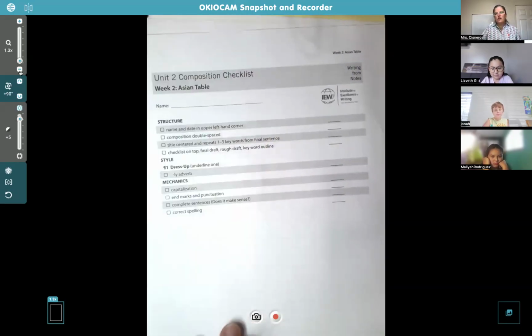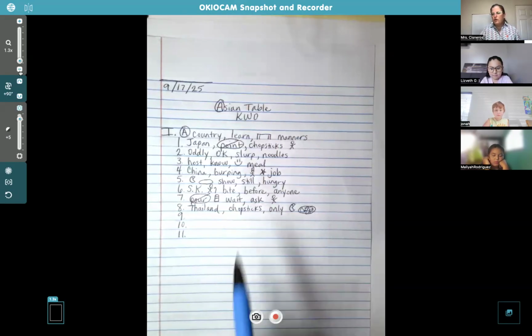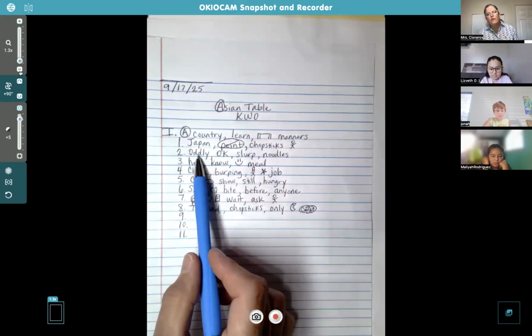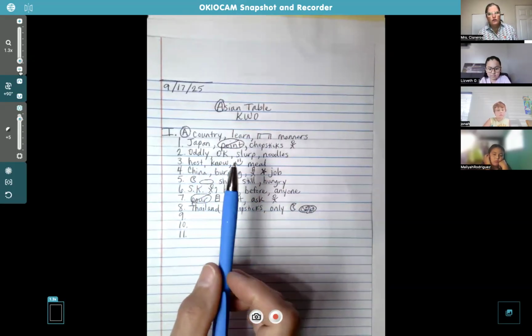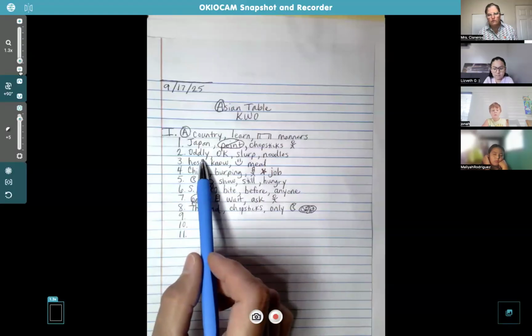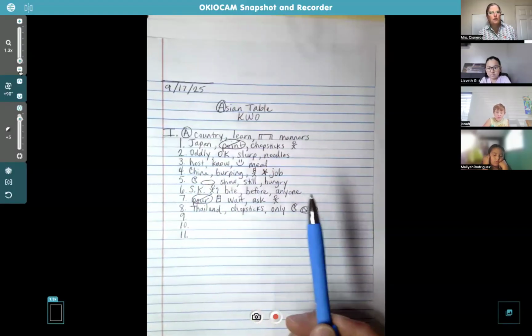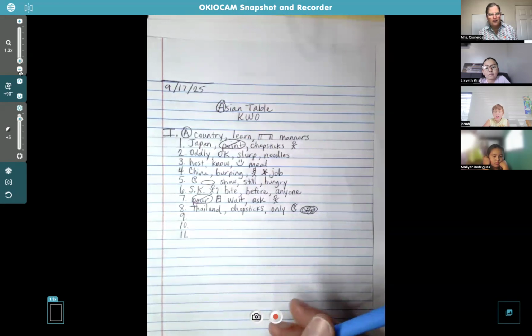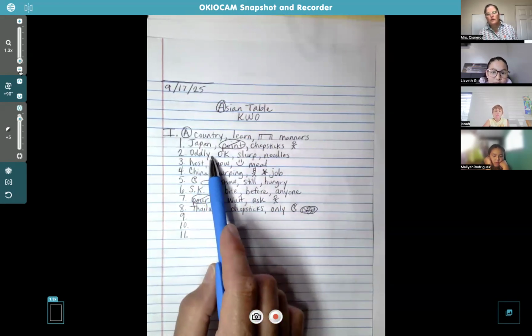All right. So, if you want to add more ly words, you can. You only have to underline one of them, though. Okay. So, as you're writing, if you think of another spot for an ly adverb, you can add it, but you only need to underline one of them.